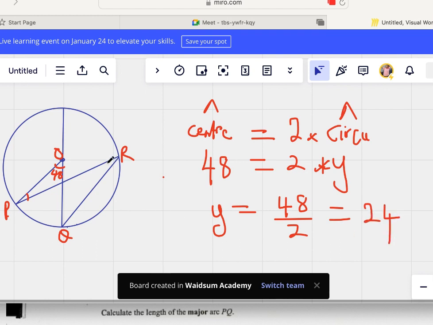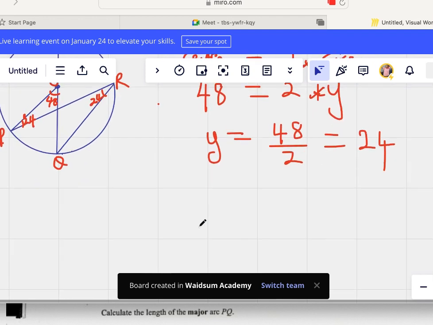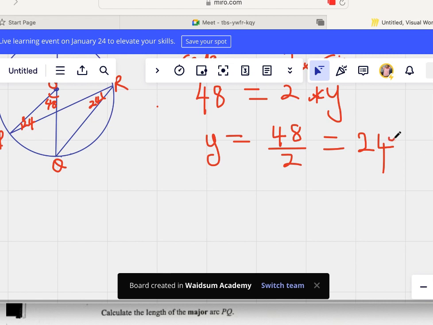So this angle is 24. The angle here is an angle on the circumference, it's 24. And the angle here, they are the same, they are equal. It's also 24. So what they asked us to find, angle OPQ, is 24 degrees. It's an angle on the circumference, okay? So it's 24 degrees. So that's for this question. Now let's move on to another question.